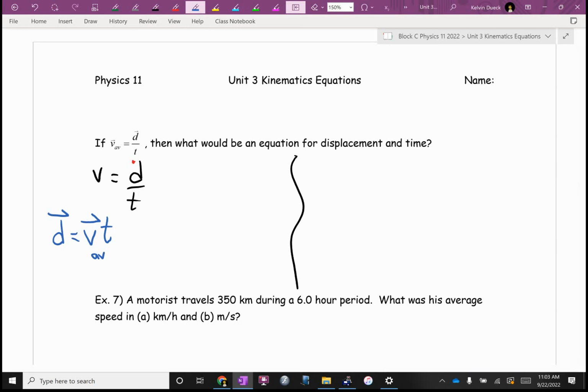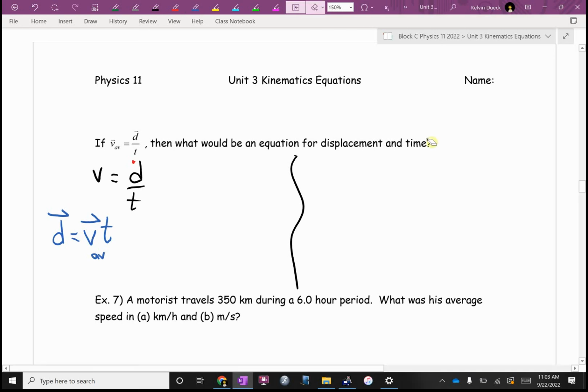Did I give you that equation on your green sheet? I can't remember. Did I give you D equals VT? Yeah, I did? Okay. No. I think I gave you the scalar version, which is just the same as the vector version, but just a different notation. Okay.